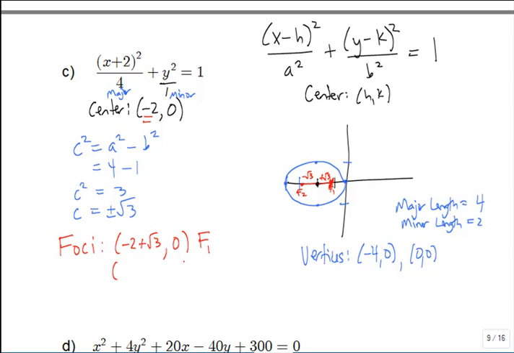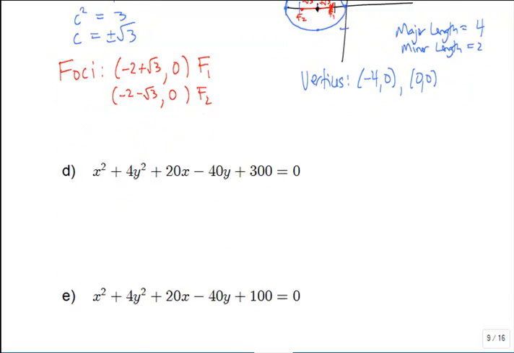Now we're going to do the same thing to get f2, but this time we're going to start at the center, which was -2, and we're going to want to go left, so we're going to subtract √3. And again, we're not changing the y coordinate, so that still stays 0.